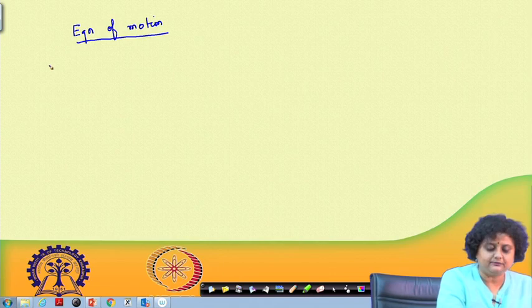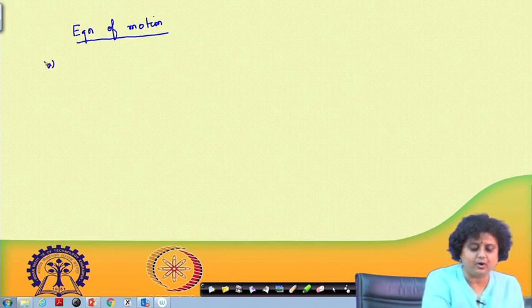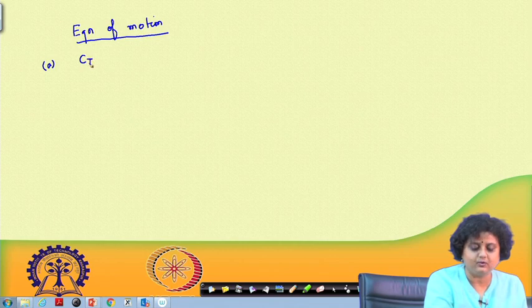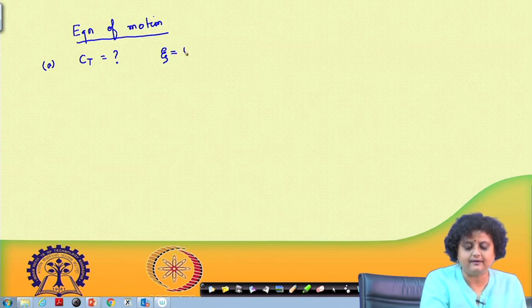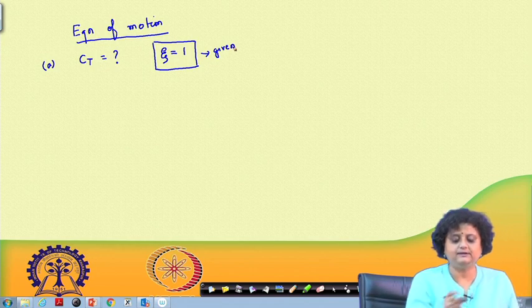Let us first do the first part of the problem, where we need to find out the damping coefficient C t given that it is critically damped. What is meant by a critically damped system? The damping factor or the damping ratio is going to be 1. That is what is given, and I need to find out what is going to be C t for zeta equals 1.